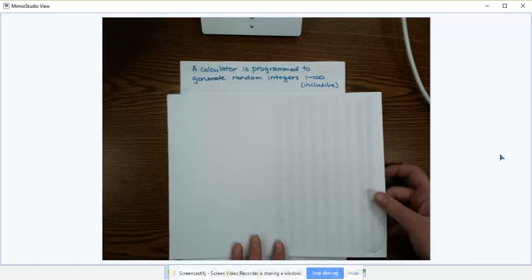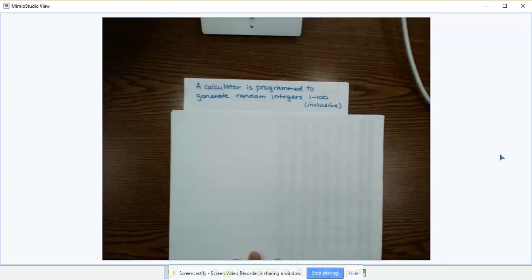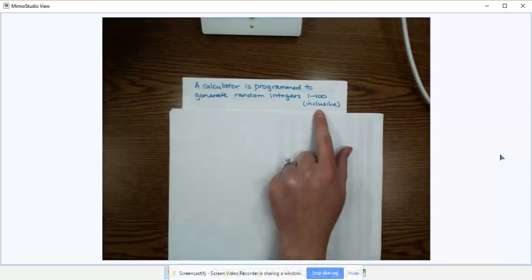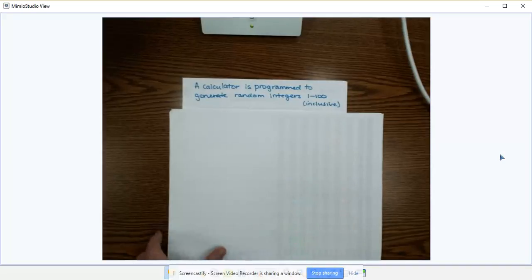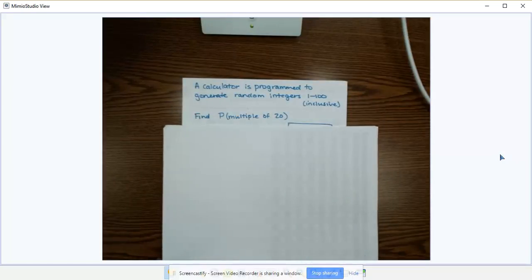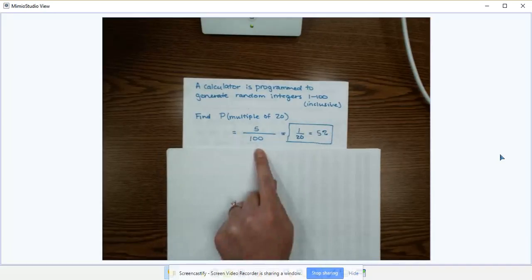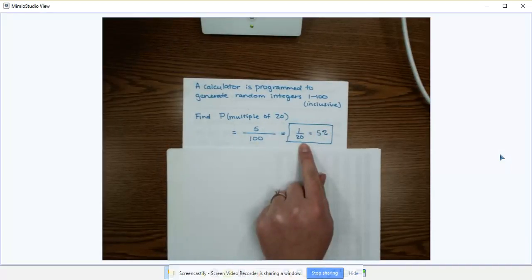Here we're going to look at an example as if we were randomly generating some numbers 1 to 100. Inclusive just means that we use both 1 and 100. We're wondering, what's the probability that our number is a multiple of 20? Well, if we find our total number of integers that are generated, we have 100 numbers. So that would be our denominator, and then multiples of 20, 20, 40, 60, 80, and 100 gives us 5 over 100. Simplifies here.